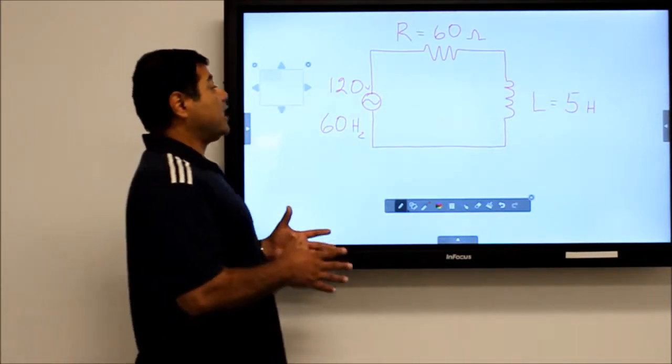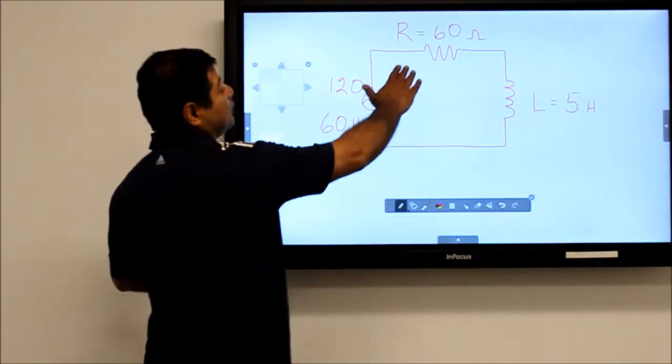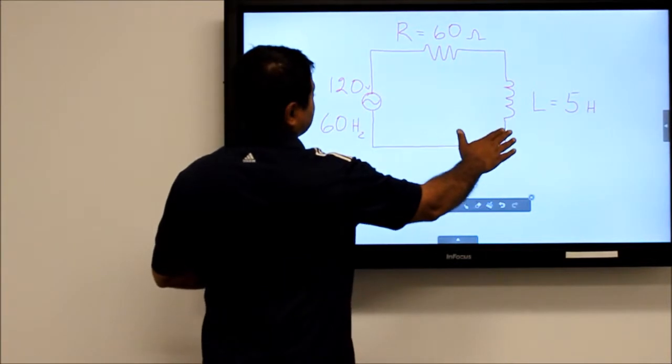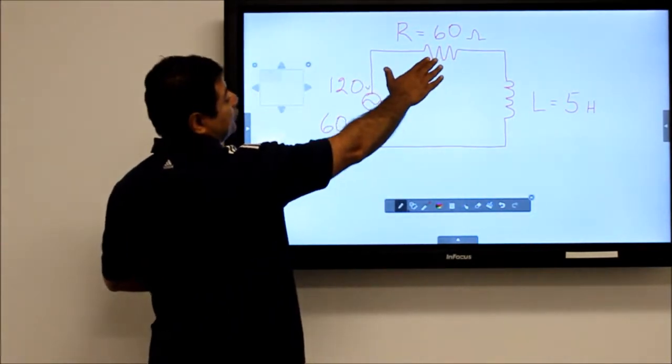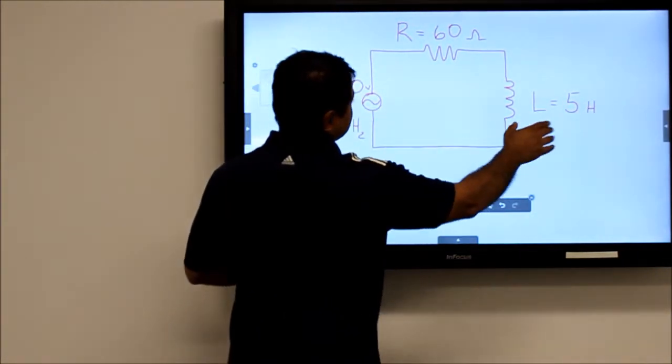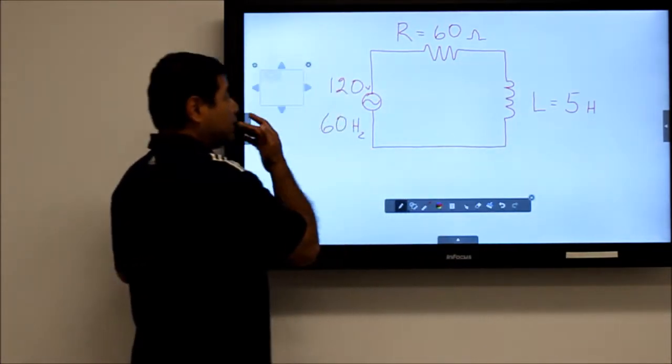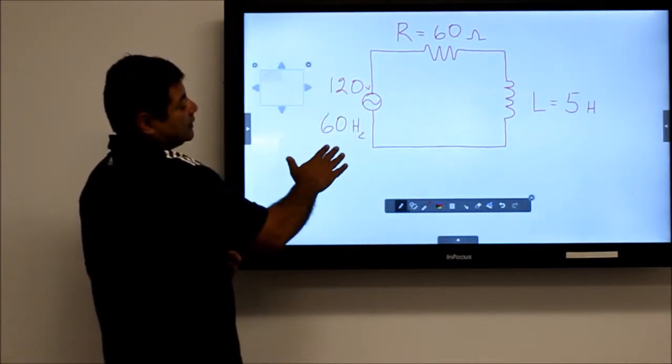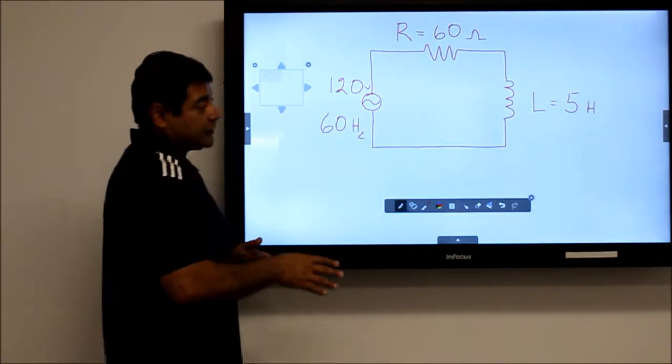Okay? So here we have a combination circuit with one resistor and one inductor. The resistor has a value of 60 ohms and the inductor has an inductance of 5 henries. We have a 120 volt source at a 60 hertz frequency.